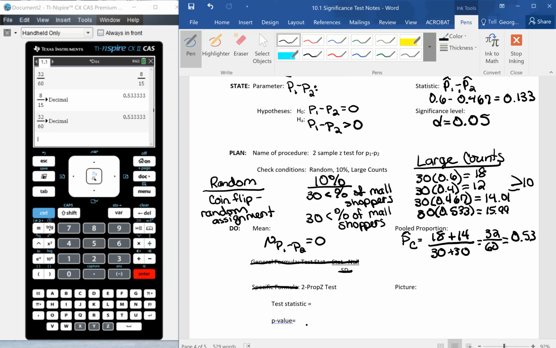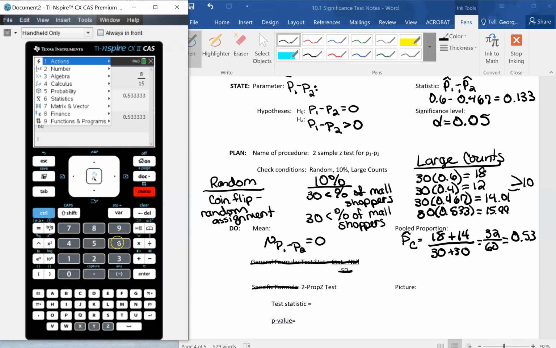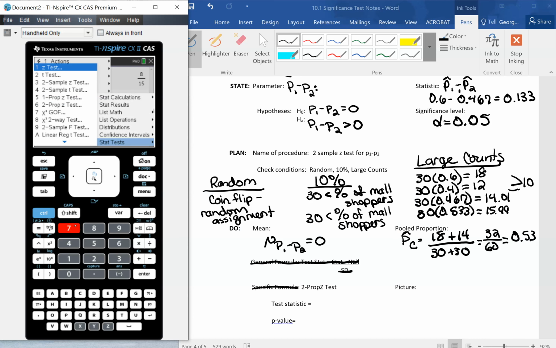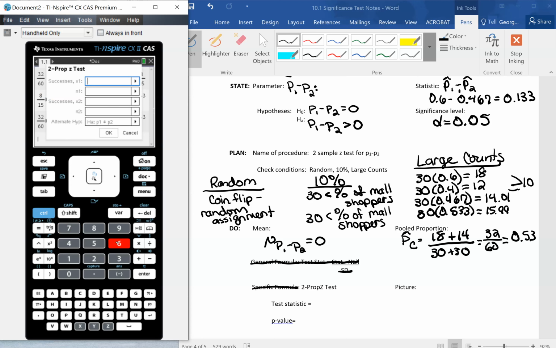Alright, so to get to our 2 prop Z test, let's hit menu. We're going to go to statistics, which is 6. We're going to go to stat test, which is 7. And then 2 prop Z test is 6. And then we just have to go through and list everything. So 18 was our first success, and that sample size was 30. For our P2, 14 was our number of successes. We were at 30.